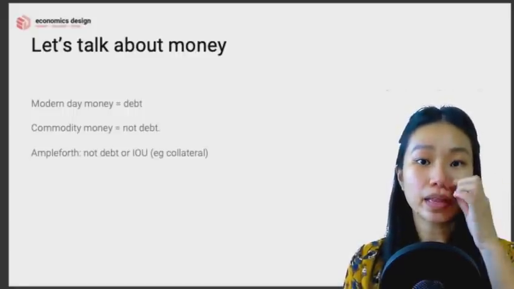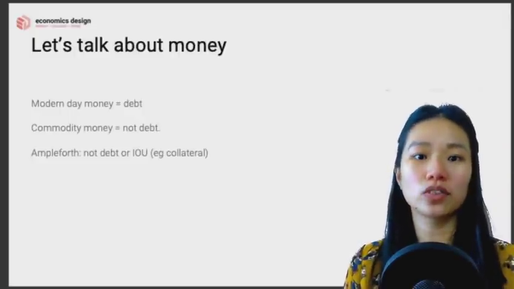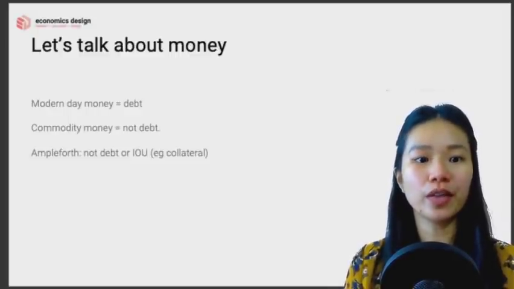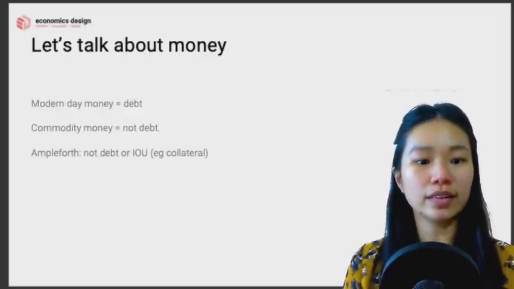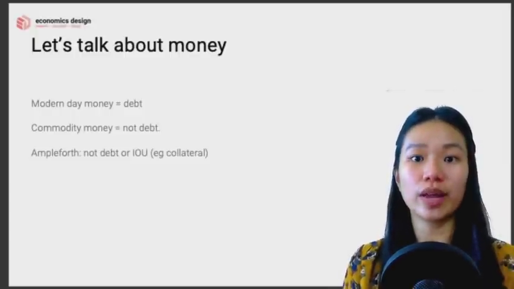Commodity money is basically the asset itself has value. So commodity money would be like gold coins. Gold has value, that's why gold coin has value. With Ampleforth, it's defined as commodity money. There's no debt, there's no IOU. IOU will be your collaterals. So it absorbs the nominal exchange rate information in.